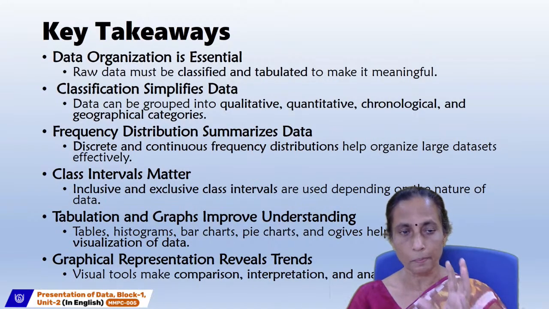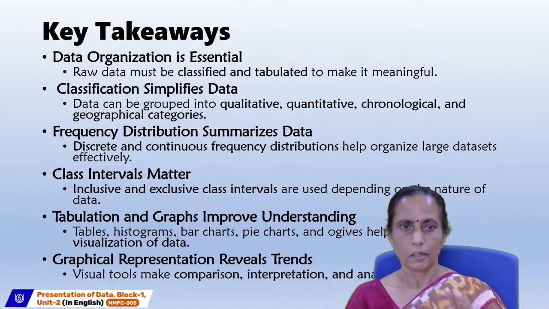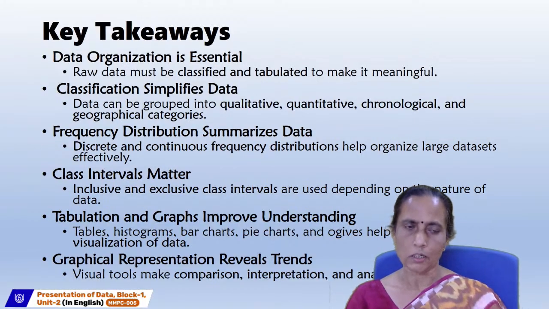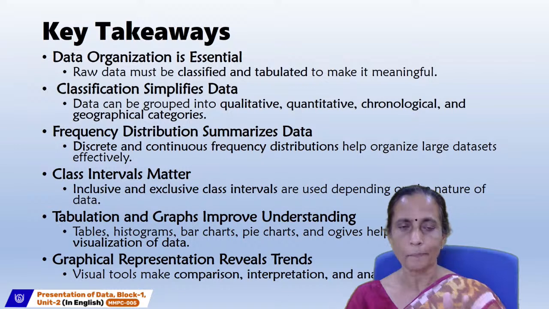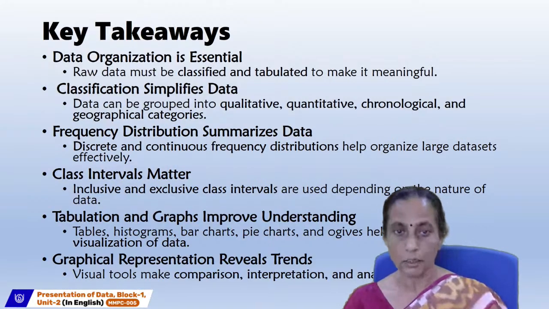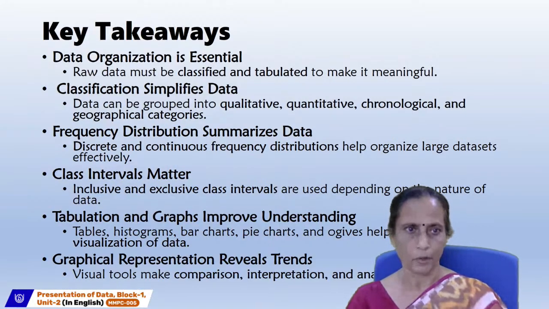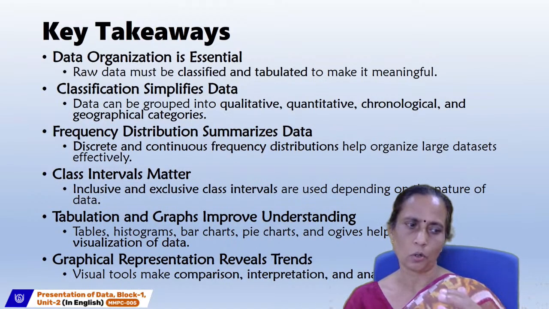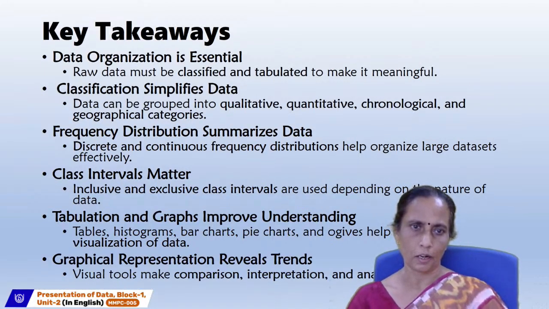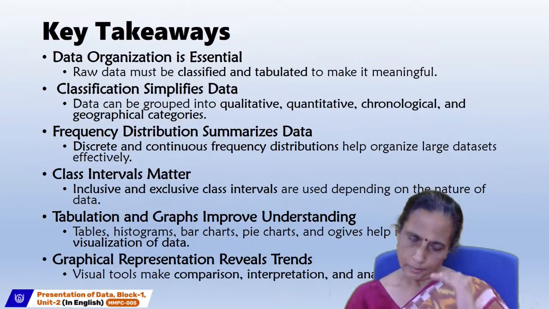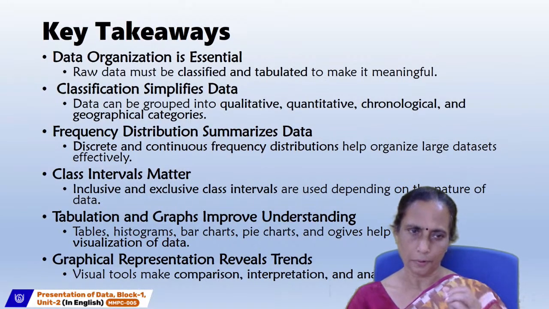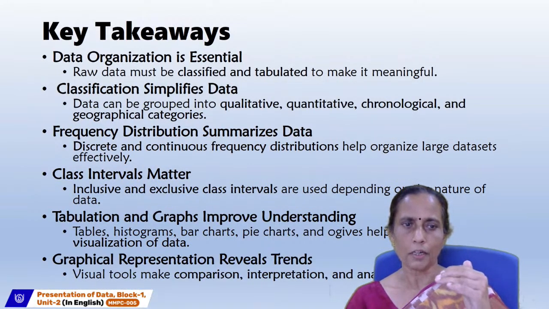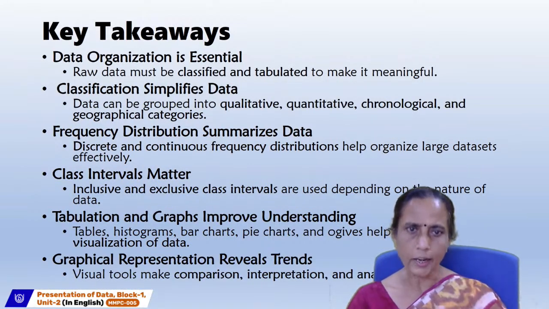And geographical categories mean basing on the geographical location of the state or data. Suppose the sales data of cars in several states of the country, then we are categorizing them as per the location. That means the number of cars sold in West Bengal, Odisha, Bihar, and so on and so forth. And we are summarizing our data by using the frequency. That means after classification, we make it a summarized form by using our frequency distribution.